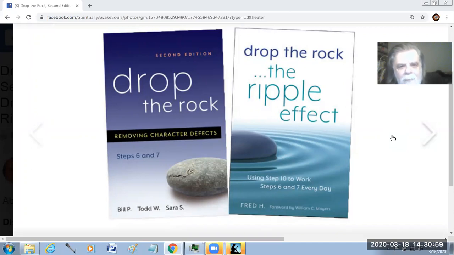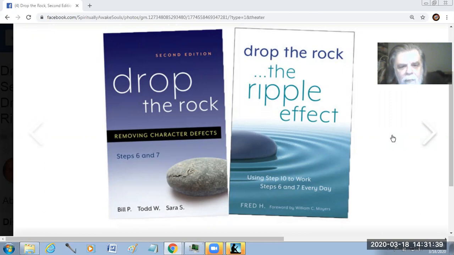What I'd like to do today, each of the steps offers some sort of gestalt, unifying principles. And today, what I'd like to talk about with you is the Drop the Rock book, the first book that is Drop the Rock: Removing Character Defects, about steps 6 and 7. It's by an author, Bill P., and also Todd W. and Sara S. also contribute. Of course, we don't use their real last names in AA, being as that's confidential information.